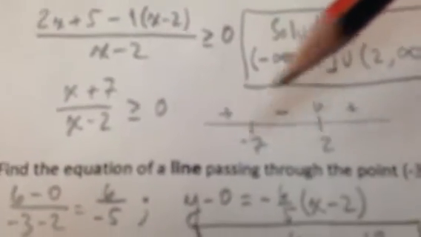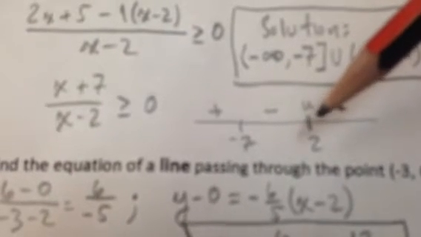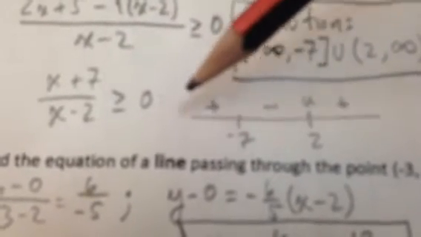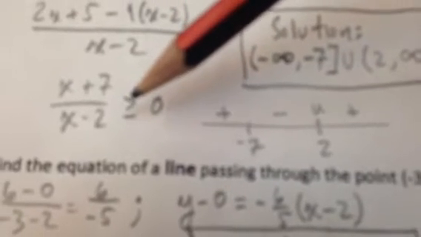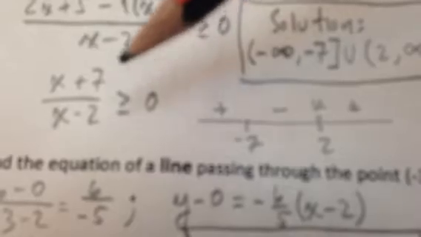So your critical values there are negative 7 and positive 2. However, we can't let x actually equal positive 2. That would make the denominator 0 and therefore undefined. But it works out that values that are positive for that fraction happen when x is less than negative 7 or greater than 2. And I should say less than or equal to negative 7 because it's okay for the value to actually equal 0. However, I can't let it be 2 for reasons I stated before.